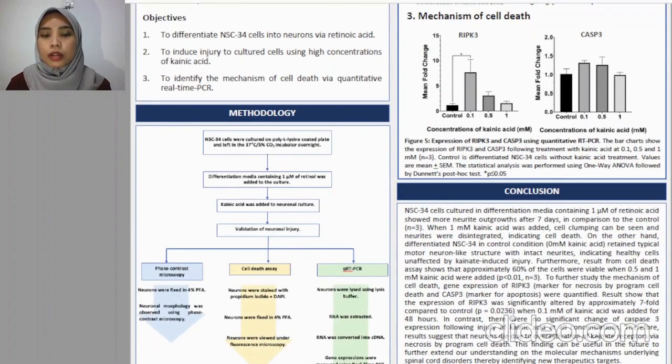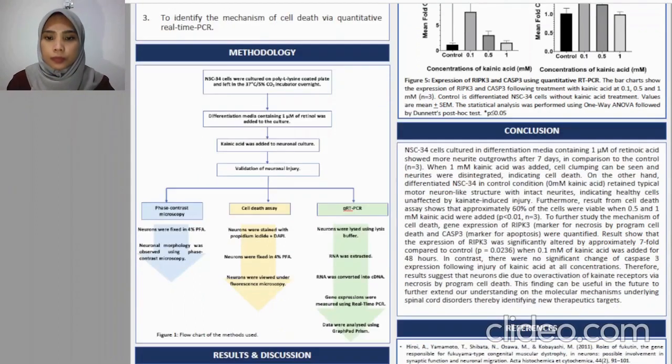Cell viability was measured by measuring the number of healthy cells in different concentrations of kainic acid. The third result is on the mechanism of cell death. We observed the expression of RIPK3 and caspase-3 using quantitative real-time PCR. The bar chart shows the expression of RIPK3 and caspase-3 following treatment with kainic acid at 0.1, 0.5, and 1 millimolar.